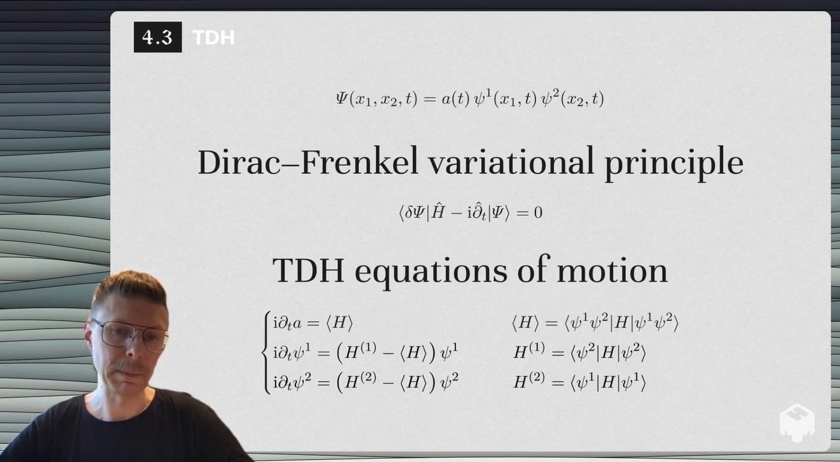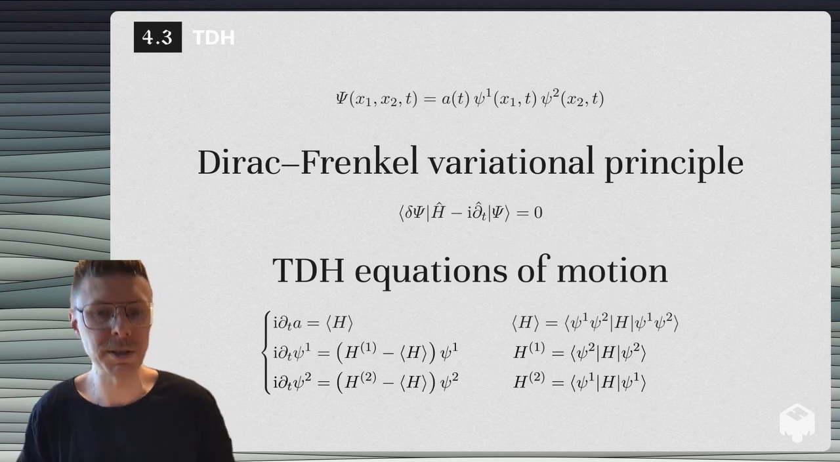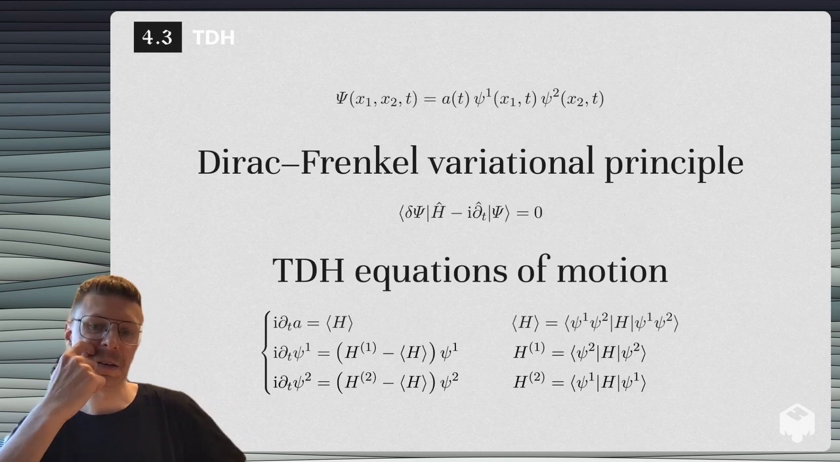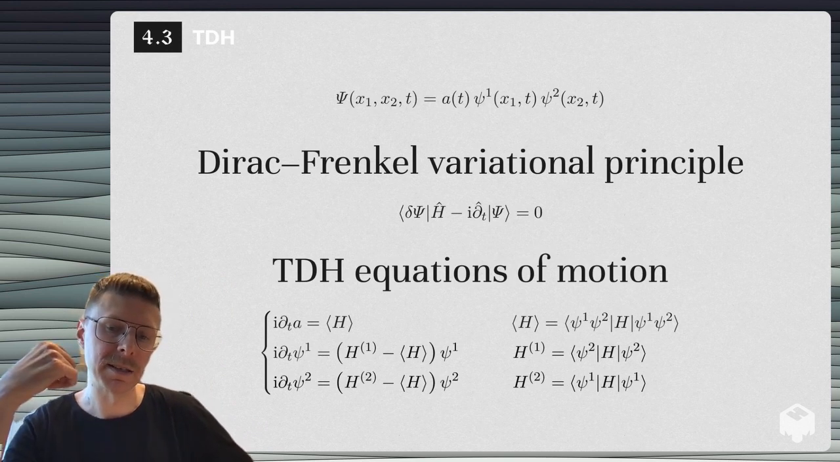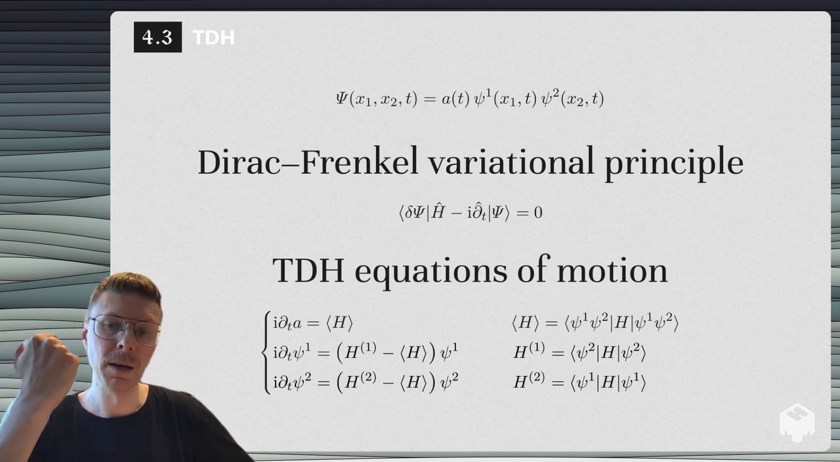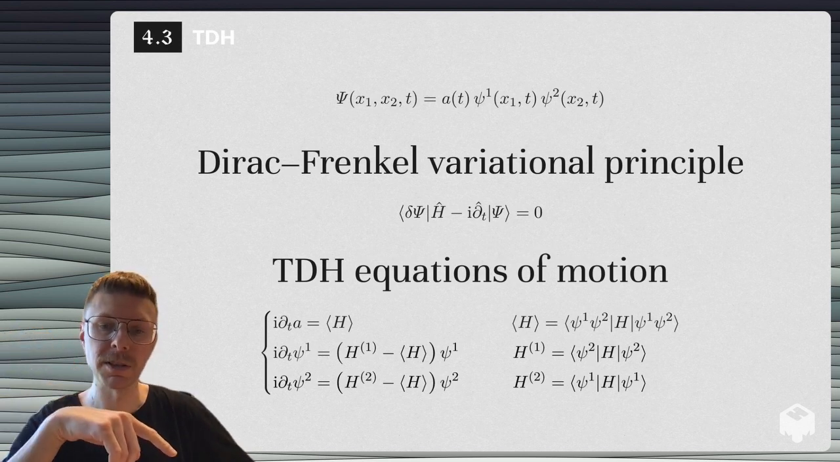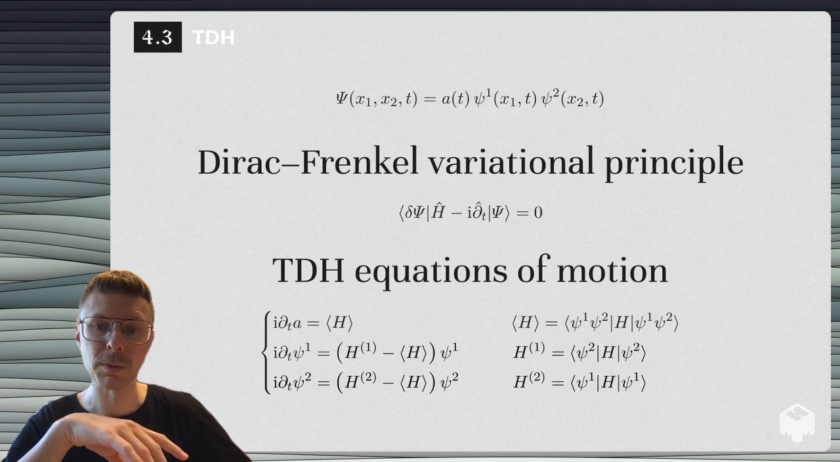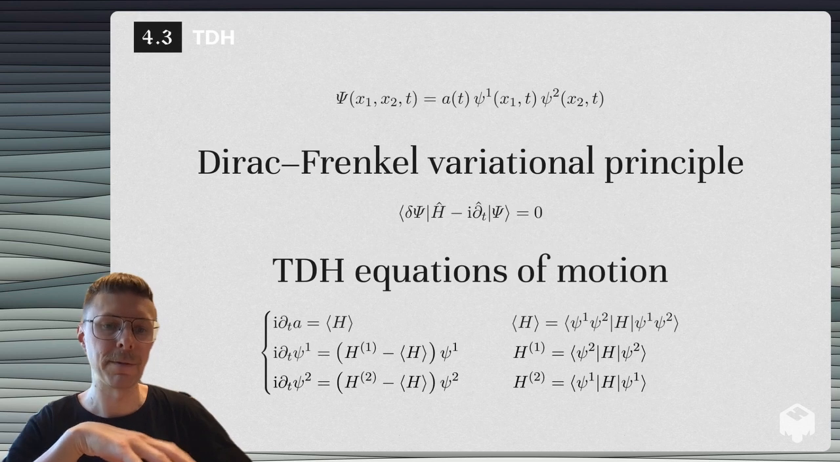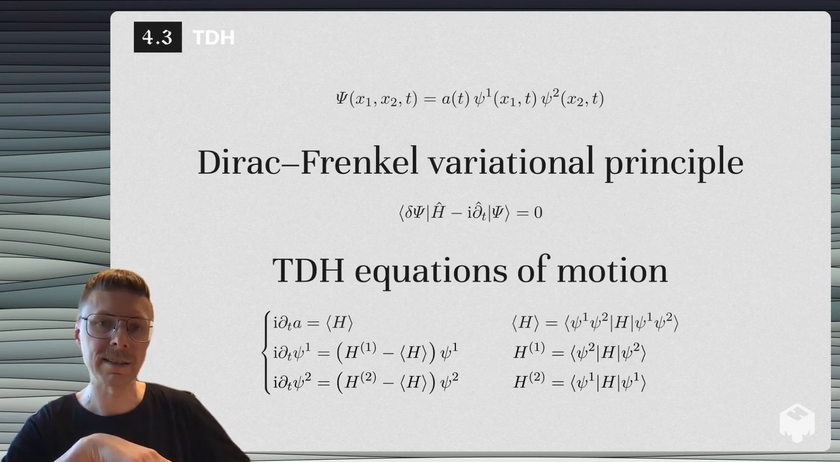And then psi1 and psi2 evolve according to a little bit more complicated equations here, but you can understand them as this H1 being the Hamiltonian for the first degree of freedom when we remove the second degree of freedom from the Hamiltonian. So we multiply with psi2, and this is like an average Hamiltonian for the first degree of freedom. So it's not necessarily an exact Hamiltonian.